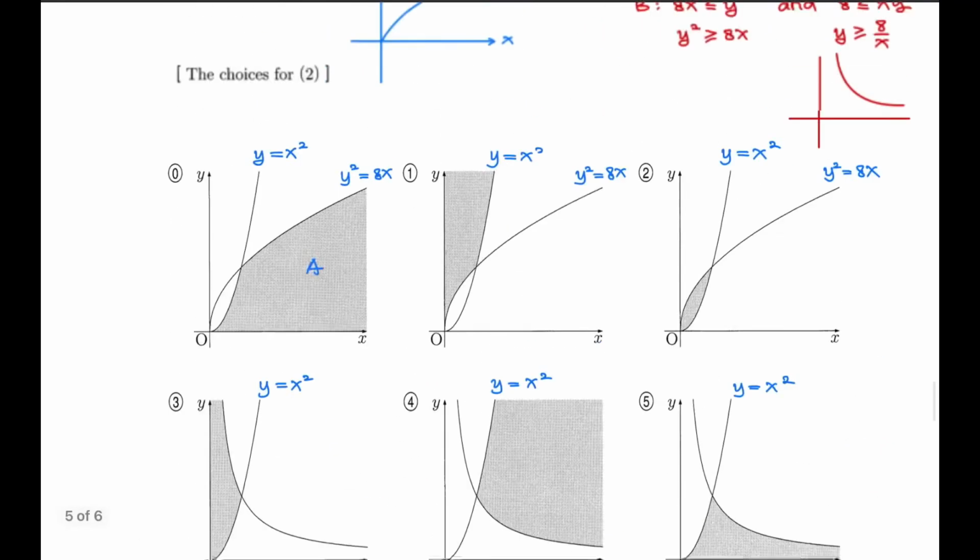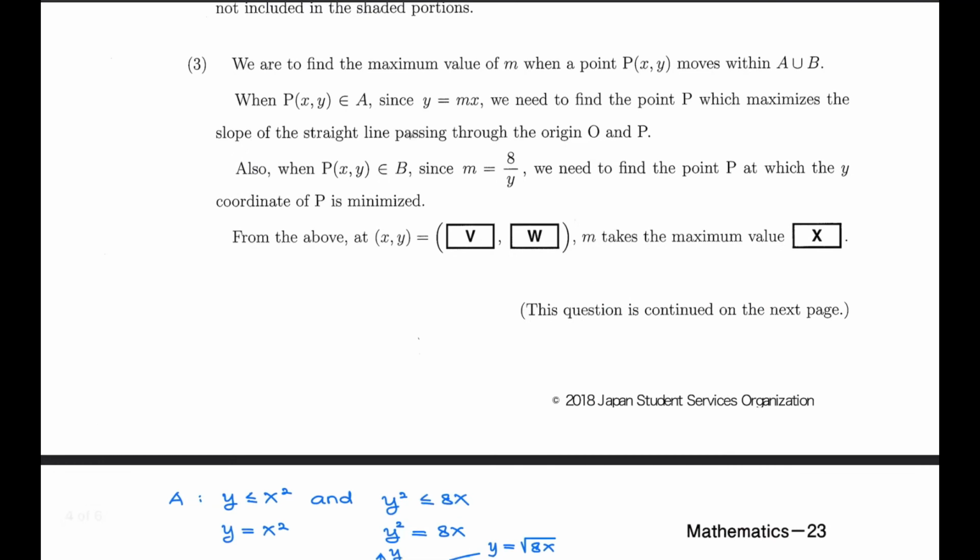Okay, last question. We are to find the maximum value of M when a point P moves within A union B. This is the objective of these questions. We want to find the maximum value of M.